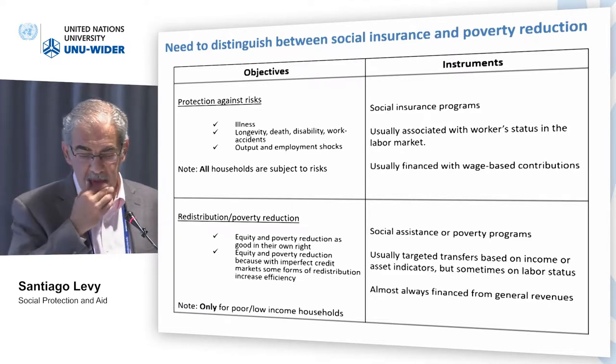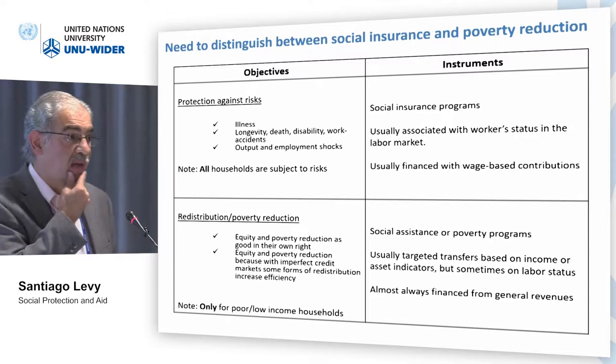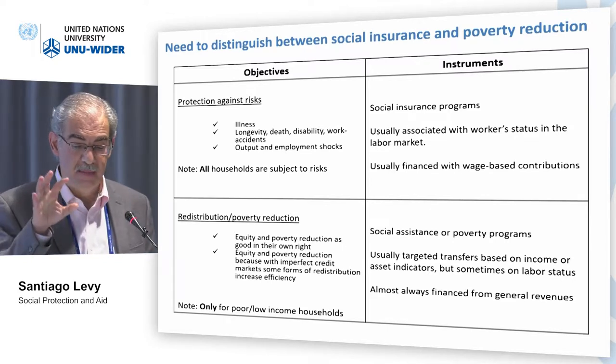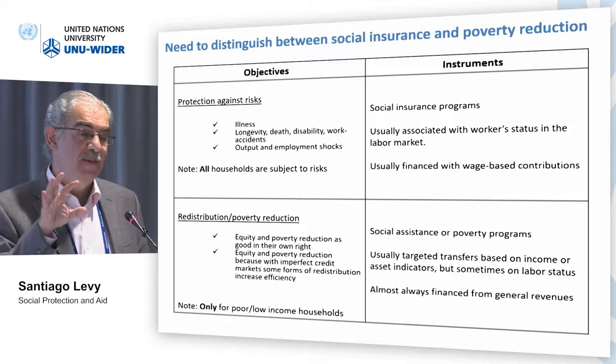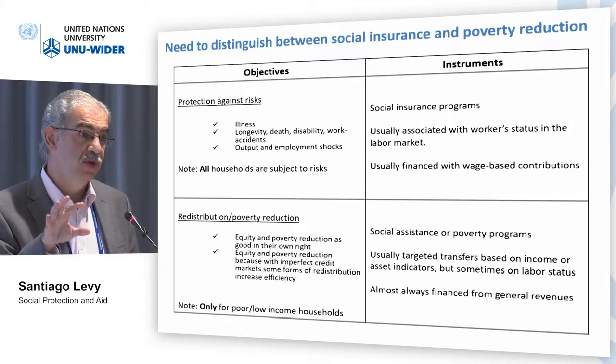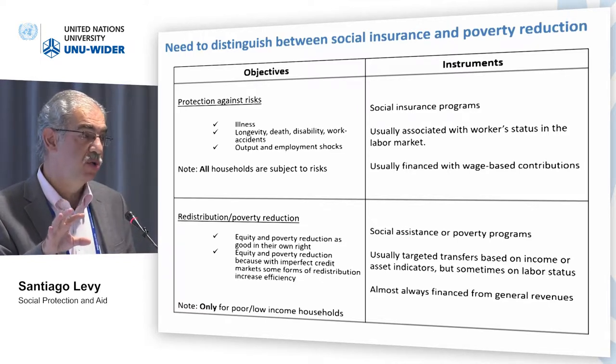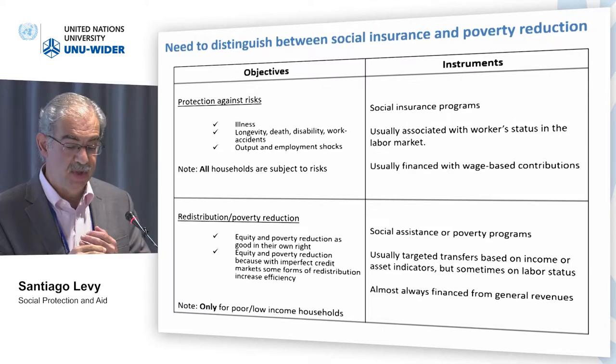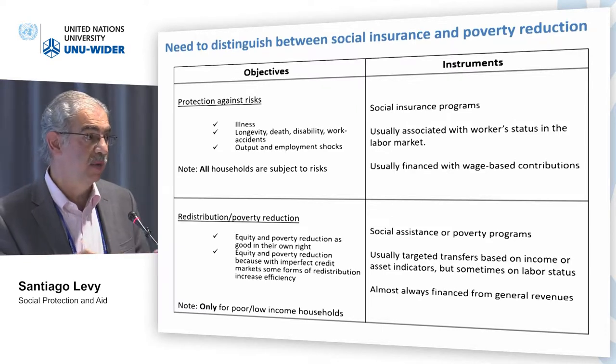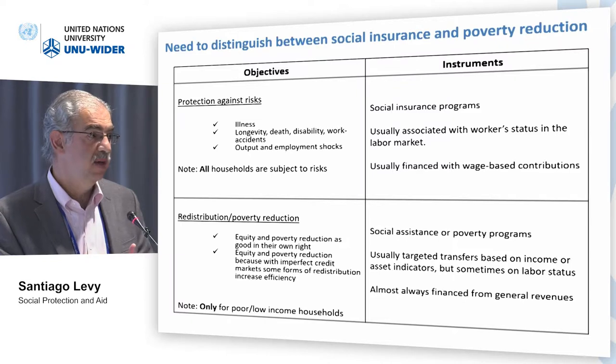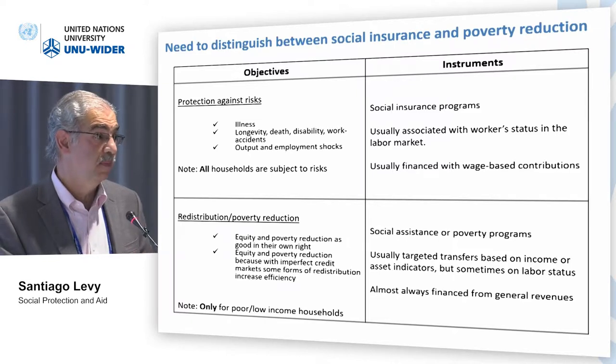The basic problem that I want to deal with in this chat is basically captured by the fact that the interface between social insurance and redistribution is an interface that in some countries, particularly in the countries of Latin America that I know better, is an interface that works very badly.